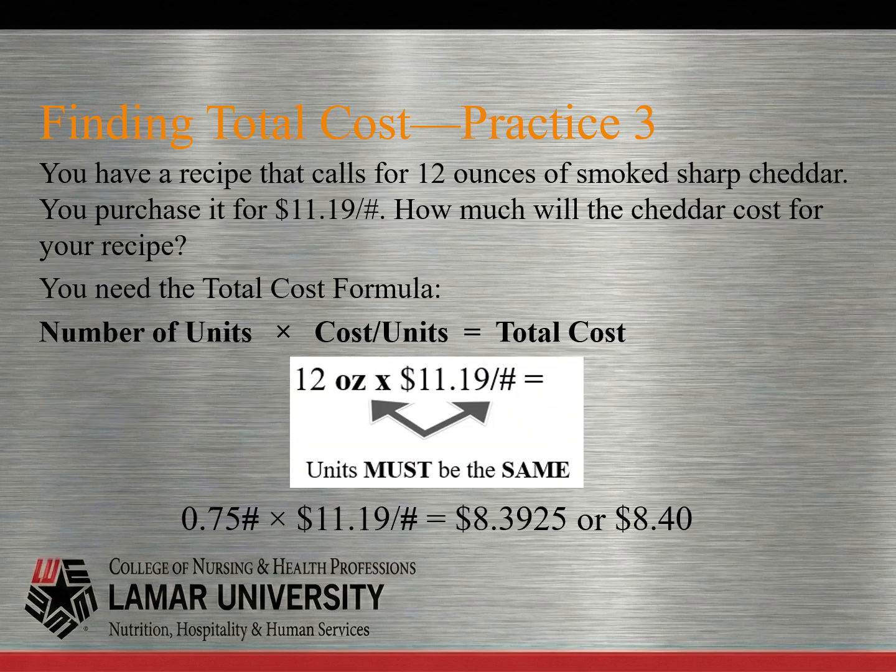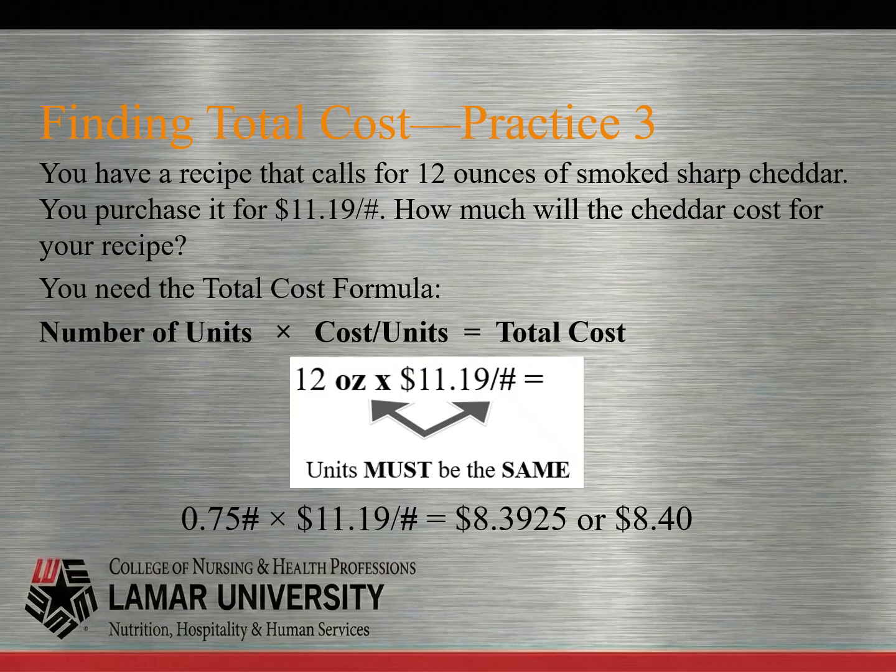So let's look at a real world problem. A recipe calls for 12 ounces of cheddar. The cost is $11.19 a pound. Check your units. We have ounces and we have price per pound. Do they match? Nope. So what do we need to do? We need to convert one of them. So let's convert the 12 ounces into pounds. Okay, so we're going to use the bridge method. It's 12 ounces to the pound. So 12 divided by 16 equals 0.75 pounds. So now the units match.